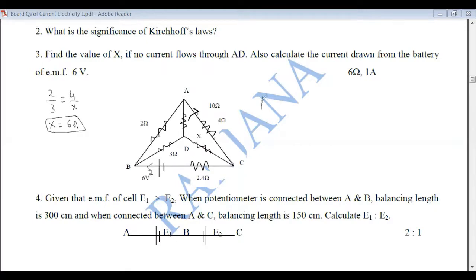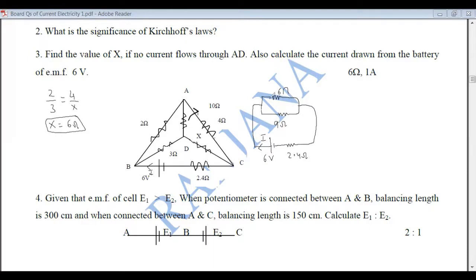Let us redraw this circuit diagram. 2 and 4 are in series, and hence the equivalent of it is 6 ohms. The same way, here 3 and X are in series, where X is equal to 6 ohms. So 3 plus 6, it is 9 ohms. Hence 6 and 9 ohms are in parallel, and this combination is connected to a 6 volt battery and to a 2.4 ohm resistance.